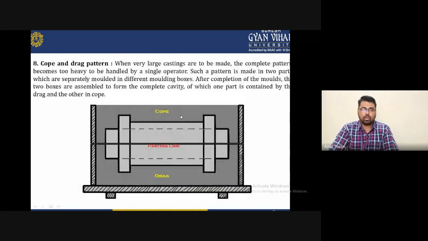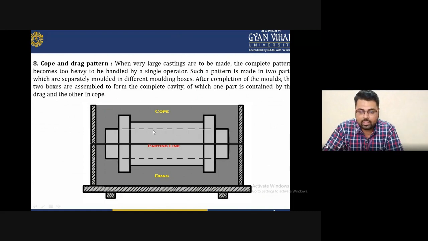Now next is the eighth, the cope and drag pattern, as follows. When a very large casting is to be made and the complete pattern becomes too heavy to be handled by a single operator, the pattern is made in two parts. These are separately molded in different molding boxes, and after completing the molds, the boxes are assembled to form the complete cavity, of which one part is obtained by the drag and the other by the cope.